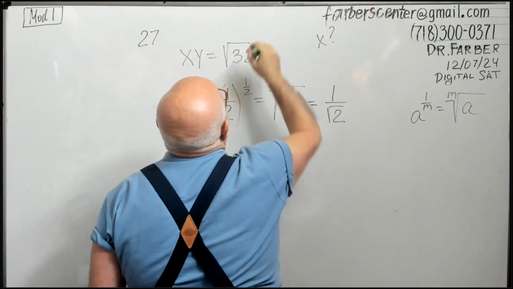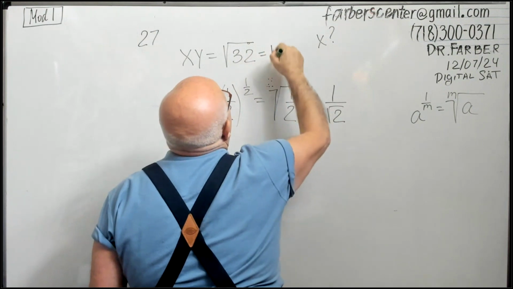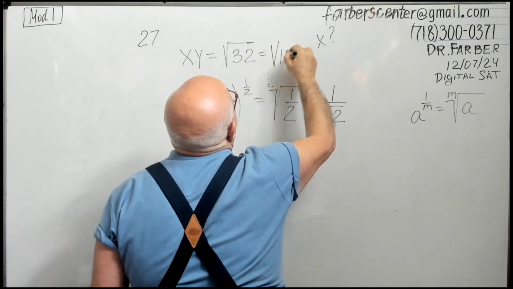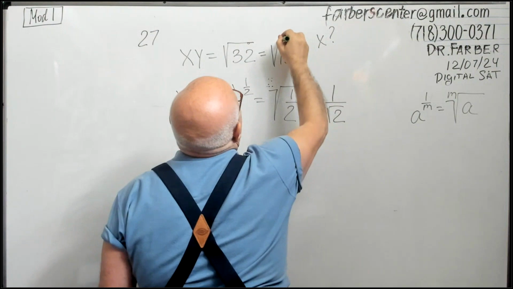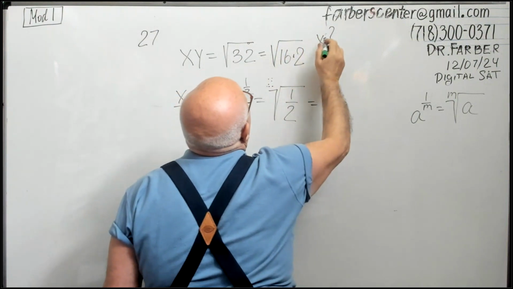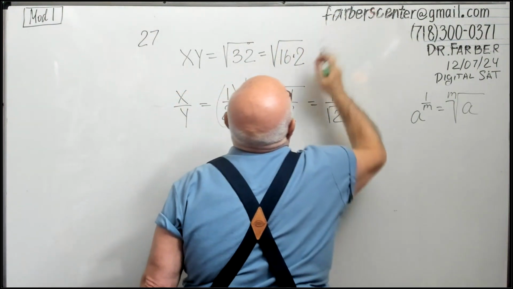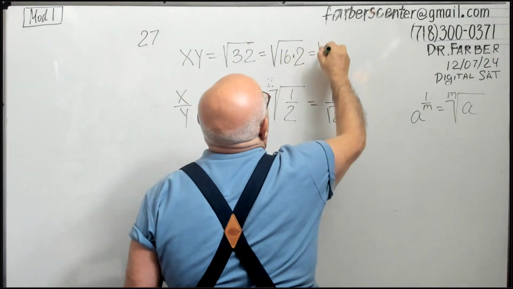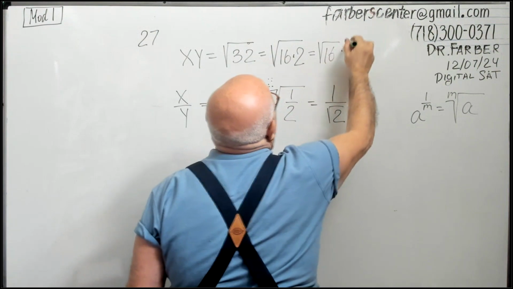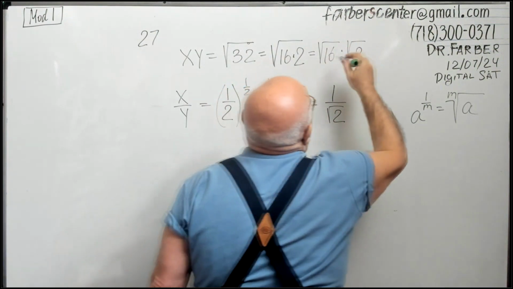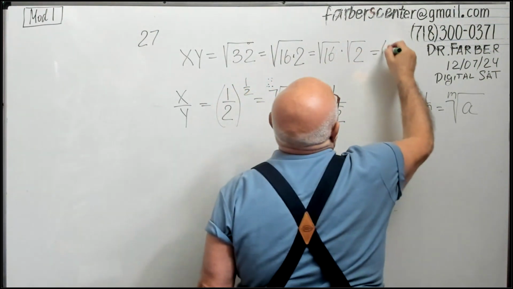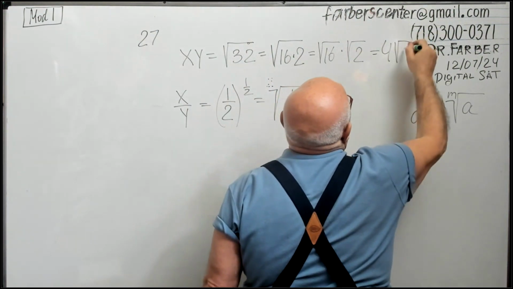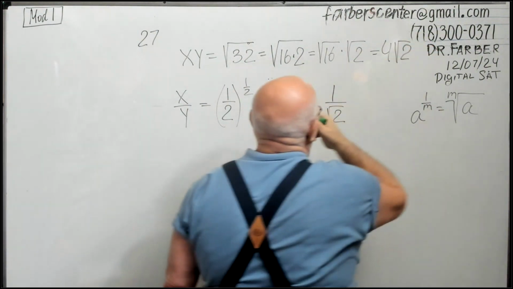32 is square root of 16 times 2. What I did, I extract the greatest perfect square. I make more room. Square root of product equals product of square roots. It's the same like square root of 16 times square root of 2. Square root of 16 is 4 times square root of 2. Okay.